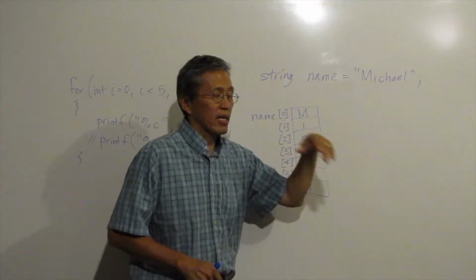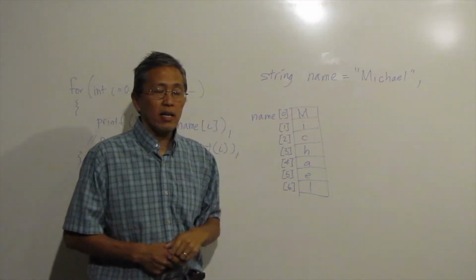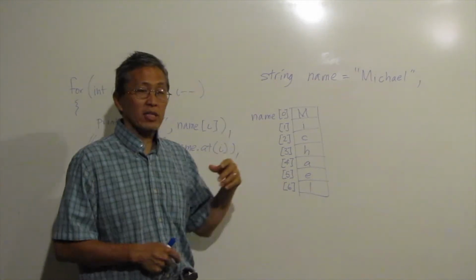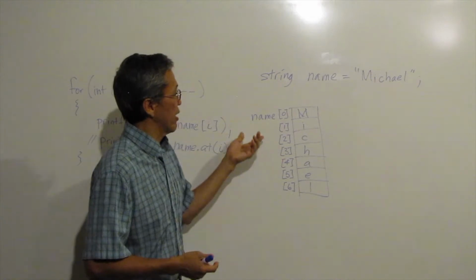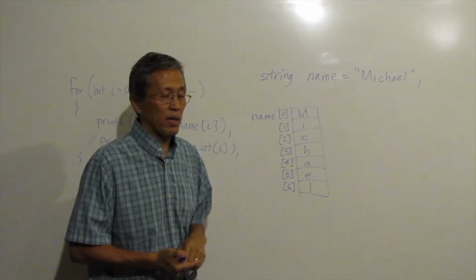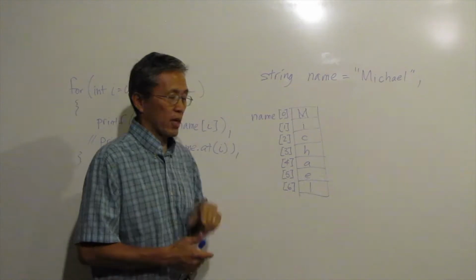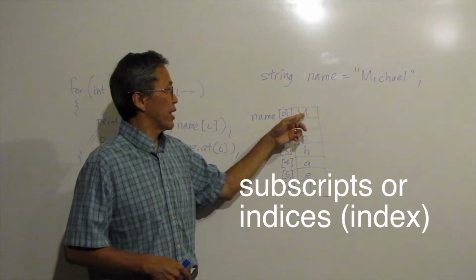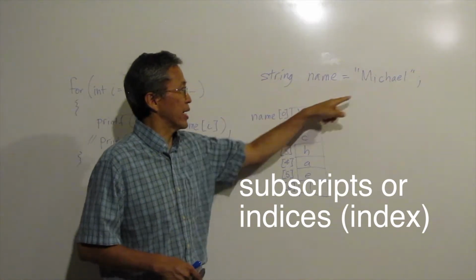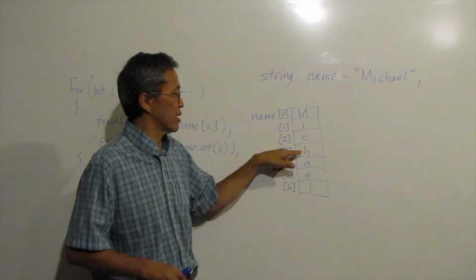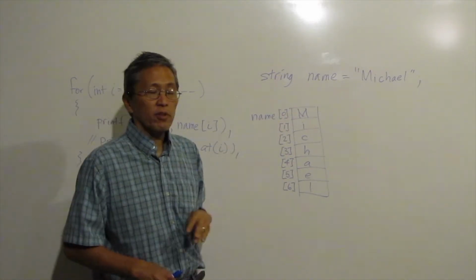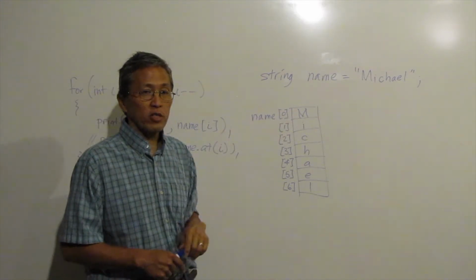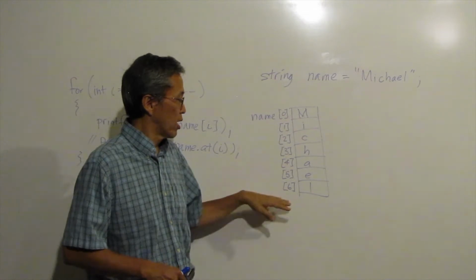But what happens here is that strings are a bunch of characters associated with each other with the same name, with the same identifier name. So here I have the name of my string, and these are what we call subscripts. So in the memory locations associated with name, I have the M is the 0th character, the I is the first character, the C is the second, H is the third, etc. And they're numbered starting at 0. So they're what we call 0 indexed. So the first index is 0, second index is 1, etc., all the way down to 6.